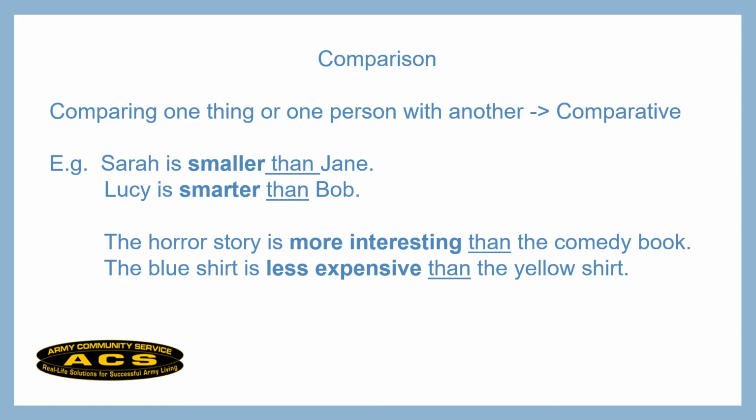So why am I using smaller and smarter instead of small and smart? And why do I sometimes use more and less when using the comparative?